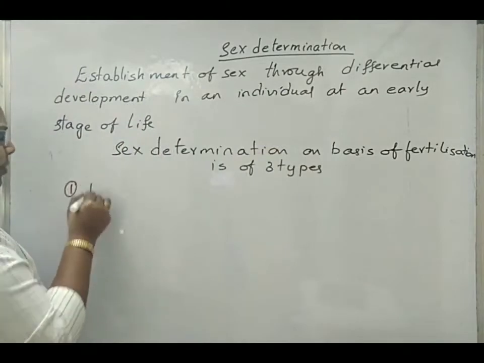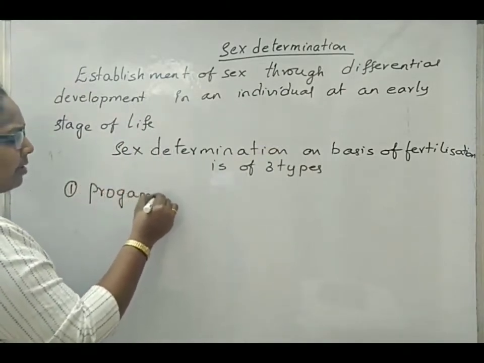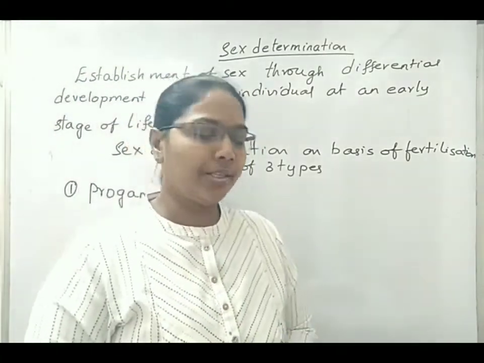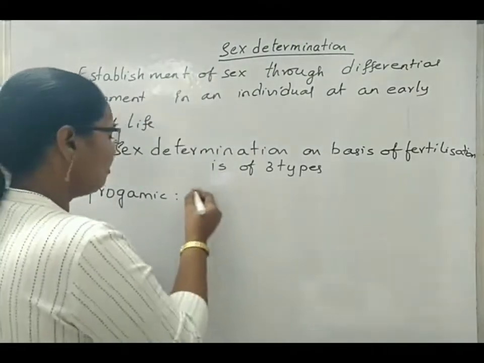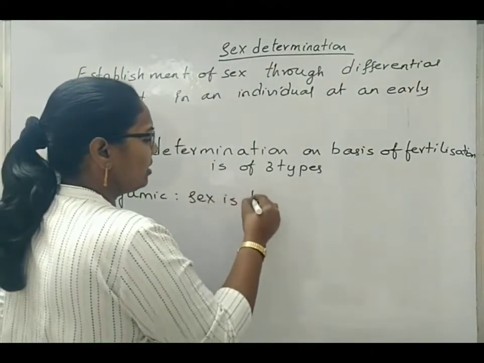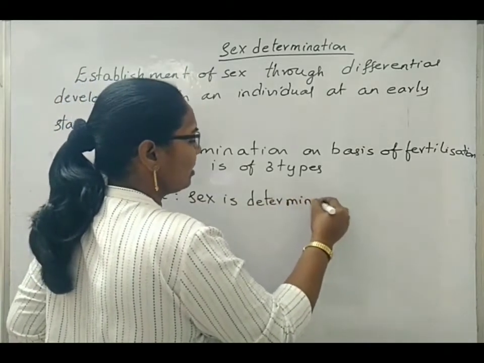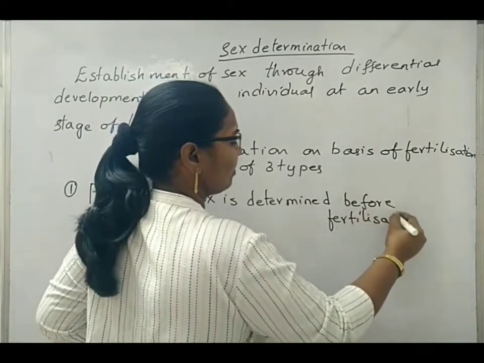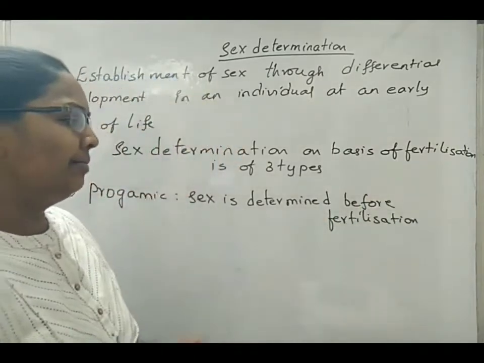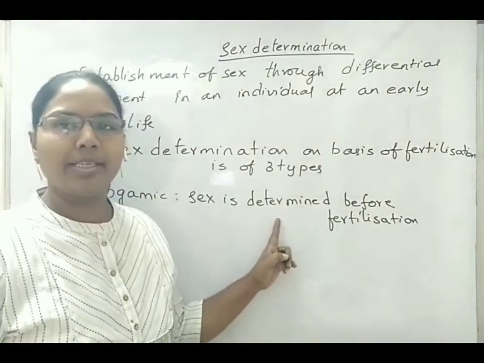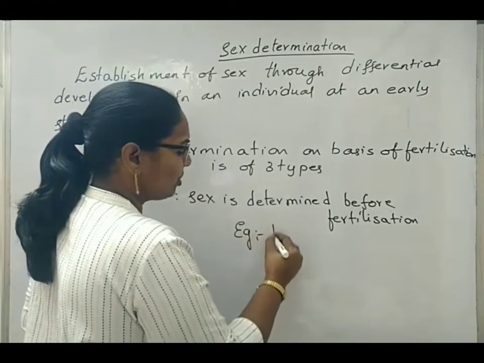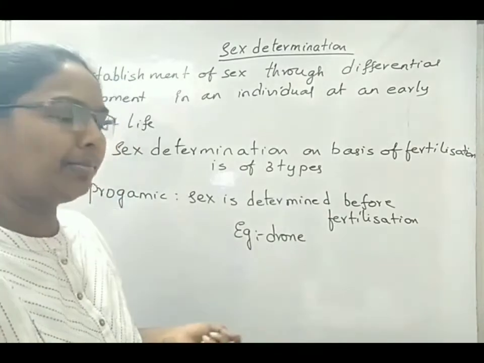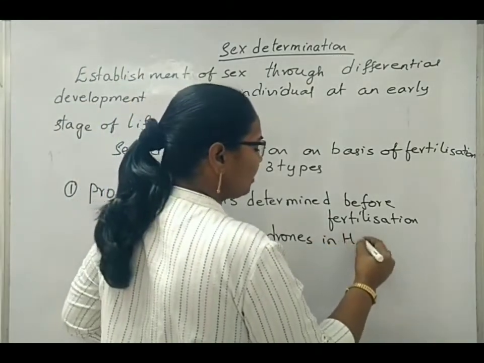The first one is progamic. In some types of organisms, sex is determined before fertilization, meaning without fertilization also. So here, sex is determined before fertilization, which means parthenogamy can be the condition here. An example is drones, meaning worker male honeybees, drones in honeybees.